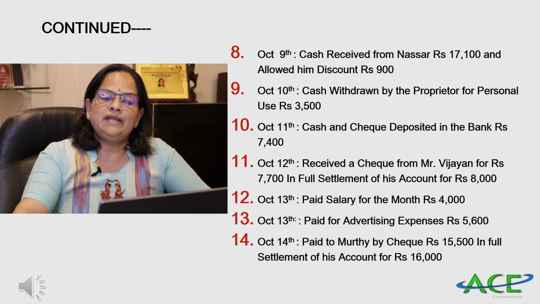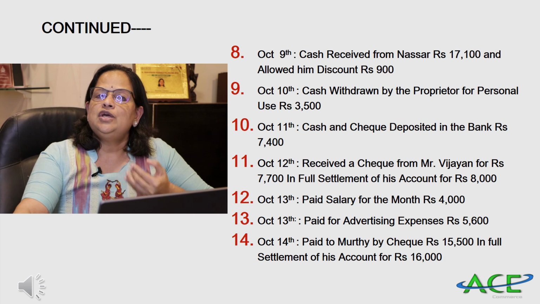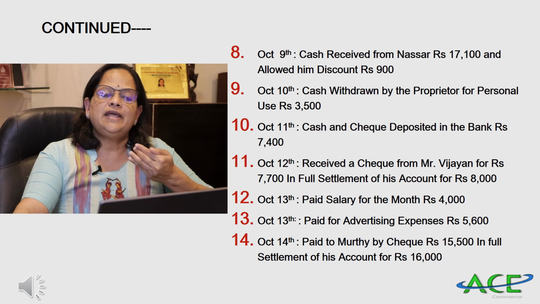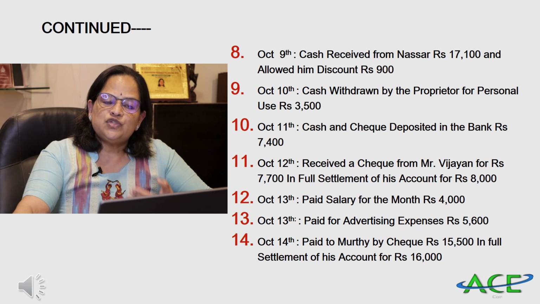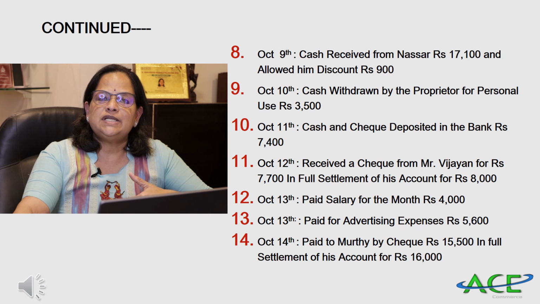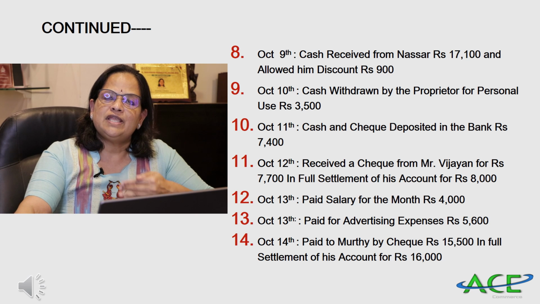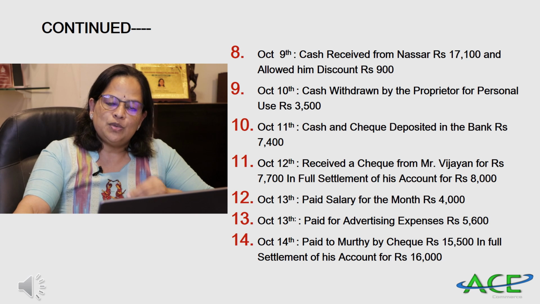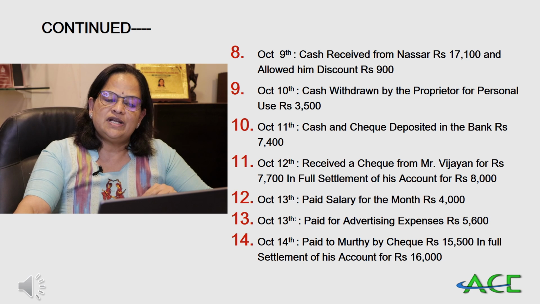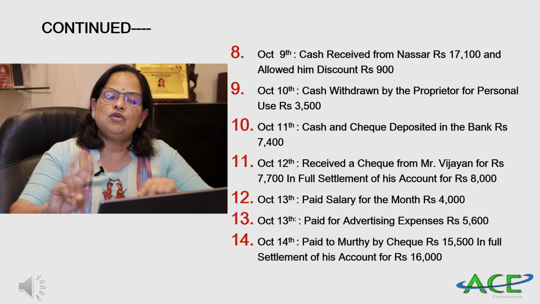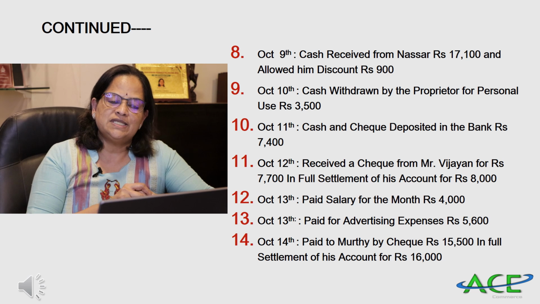Next is October 9th, cash received from Nasser rupees 17,100 and allowed him discount rupees 900. October 10th, cash withdrawn by the proprietor for personal use 3,500. October 11th, cash and check deposited in the bank rupees 7,400. October 12th, received a check from Mr. Vijayan for rupees 7,700 in full settlement of his account for rupees 8,000. So, the discount value we have to take is 300 rupees.